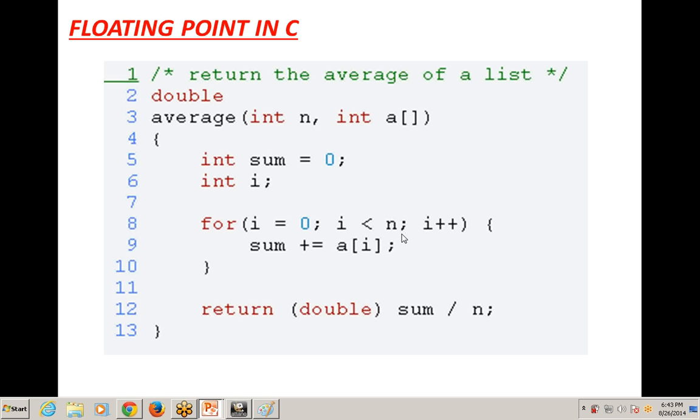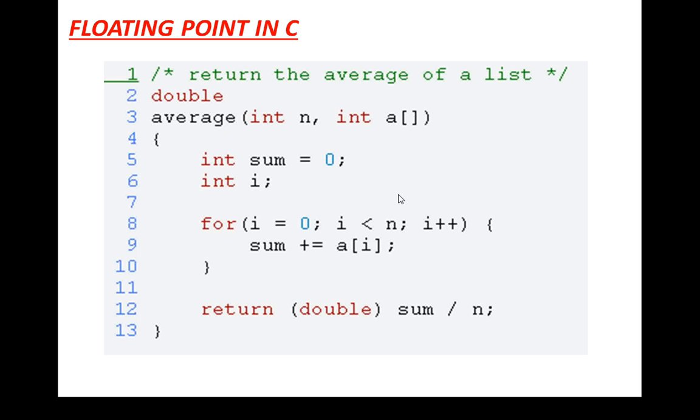So if i is less than n, i plus plus, then sum plus equals a[i], meaning adding a[i] to the sum value. Return double sum slash n. This is how we can represent it, because this gives the average in floating point representation. So this is the way we can represent the floating point number in C language. Sum plus equals a[i] means adding all the values and then dividing by another number, which returns the average of a list.